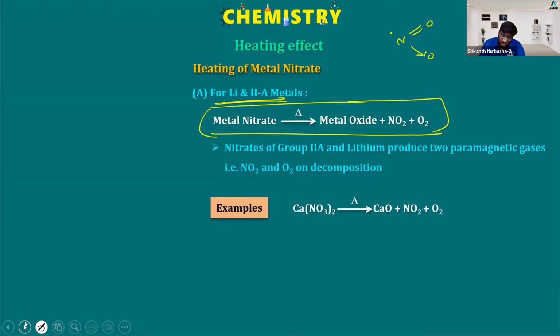If you go with the examples, Ca(NO3)2, a group 2A nitrate, forms CaO plus NO2 plus O2. LiNO3, lithium nitrate, forms Li2O plus NO2 plus O2. Two types of gases are going to be obtained. This is for lithium and group 2A nitrates. Sodium, potassium, rubidium and cesium nitrates can also be heated and you will get different scenarios. What are those obtained? We'll see now.